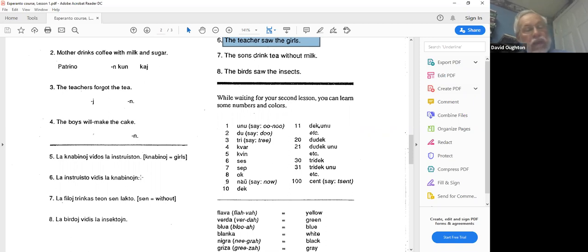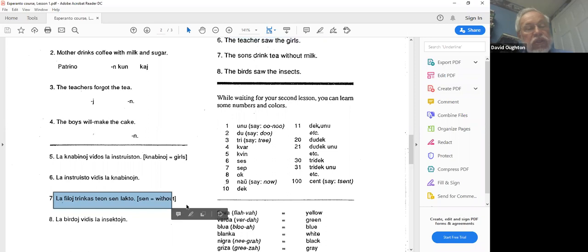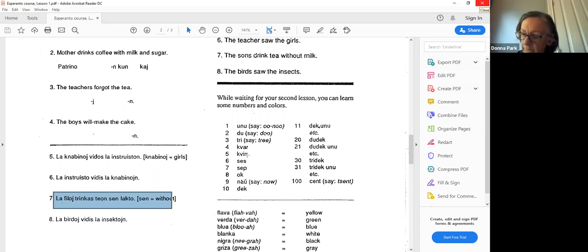Okay, then let's finish this and then get on to the 20 sentences. Number seven, la filoj, as soon as we see the o-j, we know that it's plural. Trinkas, as soon as we see the a-s, we know that's in the present tense for the verb. Teon, we know that's tea and it's the object. Sen lakto. Sen, it says, is without.